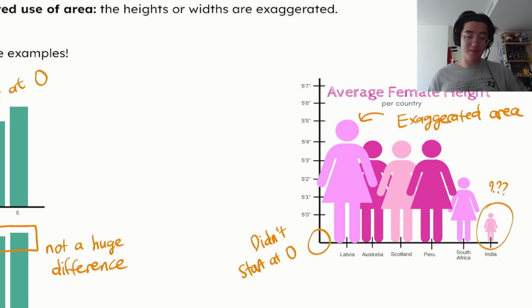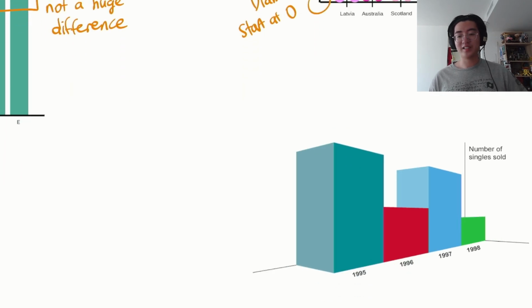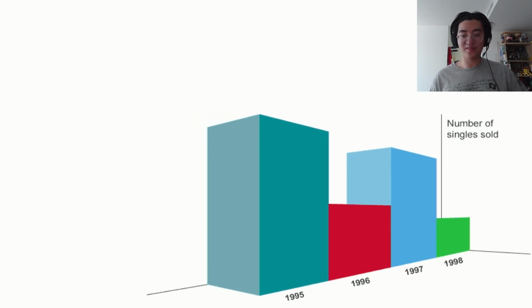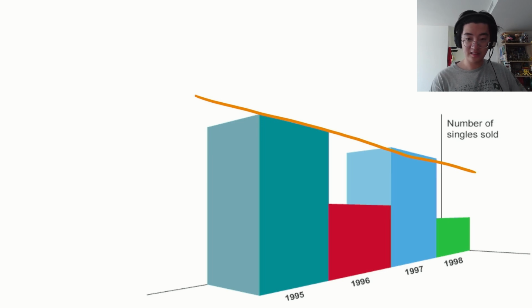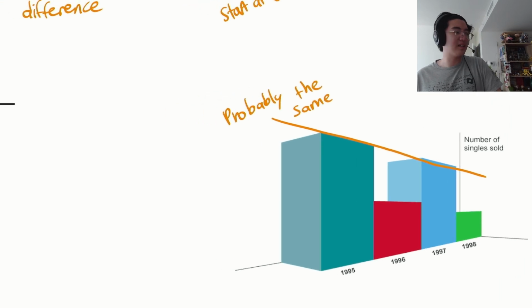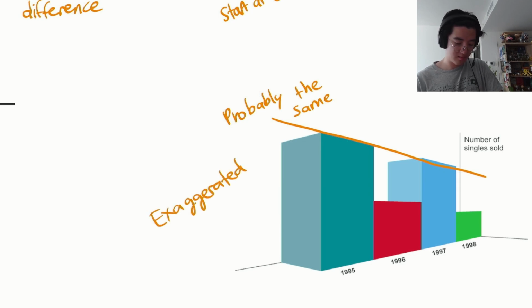Right, and another example of exaggerated data will be something like this. Once again, I'm sure the data is accurate. Right, I'm sure that between 1997 and 1995, they seem to be around the same, right? They probably sold the same amount of houses in both years. But because of this perspective change, it seems like there are more houses that were sold in 1995. Right? Even though the houses sold in 1997 is probably around the same.